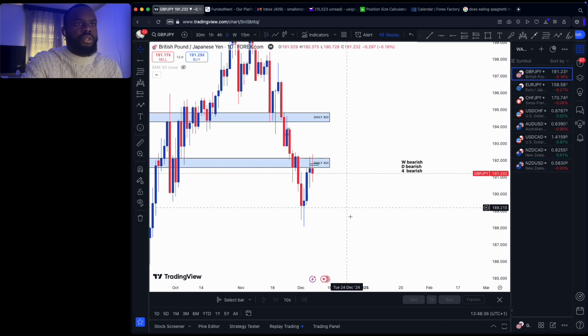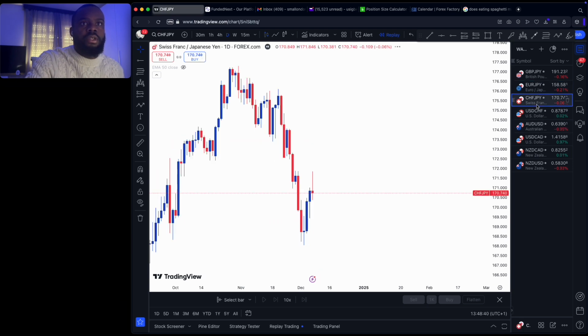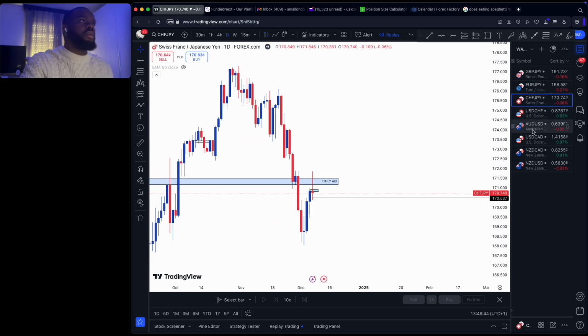So GBPJPY is a sell market that I'm anticipating. EURJPY the same thing. CHFJPY, USDCHF, and AUDUSD, then USDCAD. So these are the pairs I'll be looking at for next week.